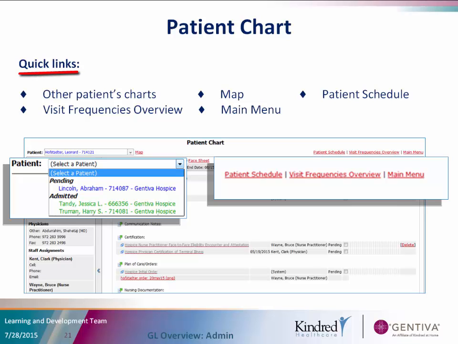Within each patient's chart are some shortcuts to other places. You can jump directly to a different patient's chart, view a map containing the patient's service address, look at the patient schedule to find out who is seeing the patient and when, see which discipline frequencies are entered on the plan of care, or return to the main menu.